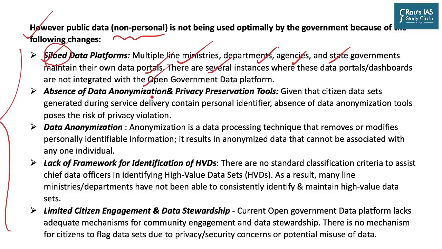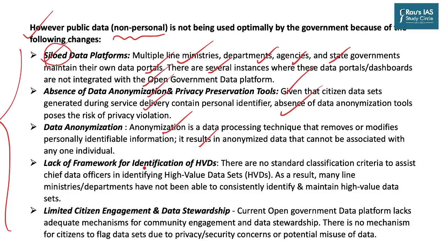Then at the same time, there is an absence of data anonymization and privacy preservation tools. Because if you want to use data, you have to strip off all the private details of the people. Given that citizen data sets generated during service delivery contain personal identifiers, for example, names, mobile numbers, their addresses, it is extremely important that we first anonymize the data and then put it on public display. And so absence of data anonymization tools poses the risk of privacy violation. As we have understood, anonymization is a data processing technique that removes or modifies personal identifiable information, which results in anonymized data that cannot be associated with one individual.